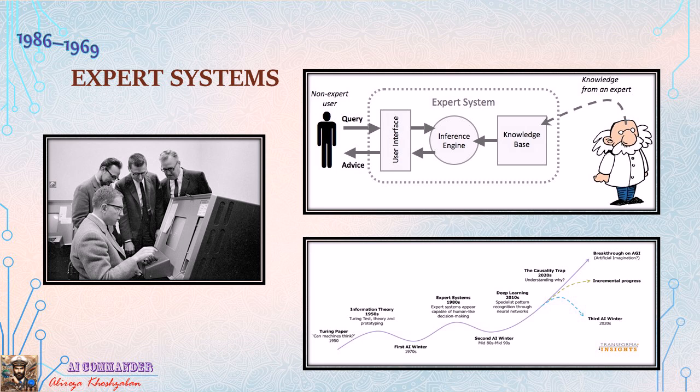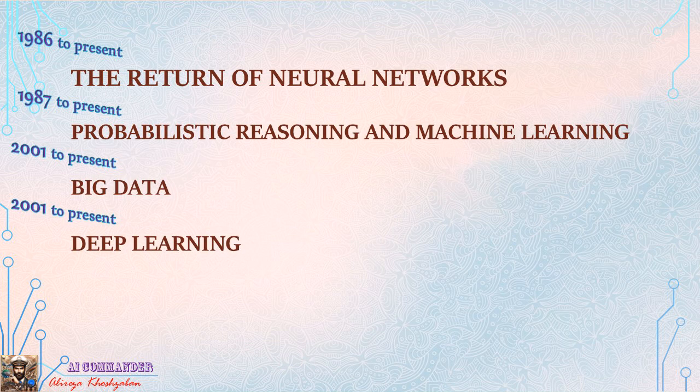Expert systems grew the artificial intelligence industry from a few $1 million in 1980 to billions of dollars in 1988. Immediately after, a period known as AI winter arrived, during which many companies went bankrupt due to unfulfilled promises. Slide 8. Return to neural networks since 1986. Probabilistic reasoning and machine learning since 1987. Big data and deep learning since 2001 have been growing and developing up to now.